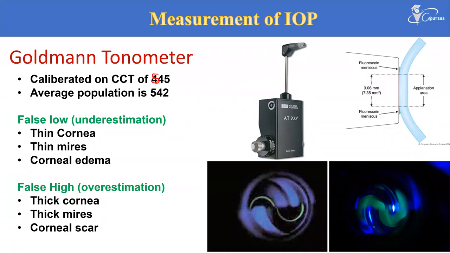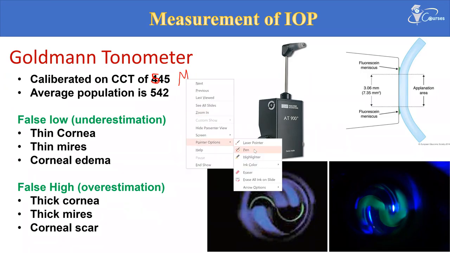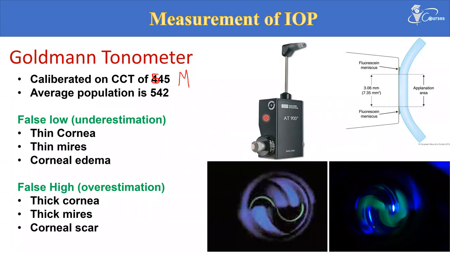So it is 545 micron. And this was like the average population, so around 542 micron. Okay, so that's why if the patient has a thick cornea or a thin cornea, we need to make some certain adjustment to the intraocular pressure measurements.